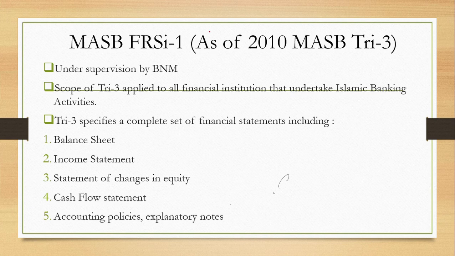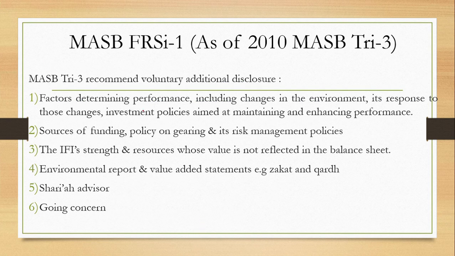And then dia juga dalam standard ni dia dah specify complete set of financial statement, which is including the balance sheet, the income statement, SOCE, cash flow, and also the punya accounting policy and also explanatory notes. Dalam standard ni, dia recommend company ataupun institution-institution yang macam CIMB tadi tu to voluntarily add this disclosure.